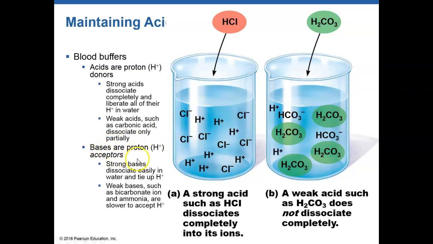Bases are proton acceptors, and so this is bicarbonate, which is a base. This one is not a base. This is carbonic acid. And when carbonic acid dissociates, it produces hydrogen ions and these little bases called bicarbonate ions. A weak acid is going to produce more bicarbonate ions than it will hydrogen ions, whereas a strong acid is going to dissociate completely.